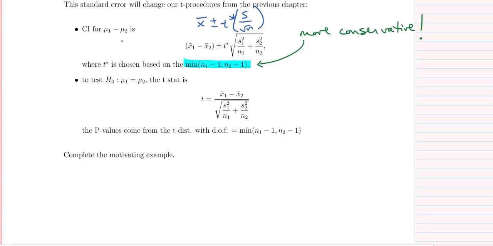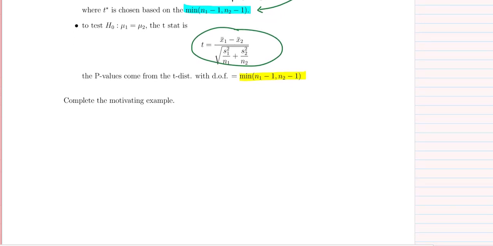All right, and when we're talking about tests of significance, this is our new test of significance, the t-statistic, and again we choose our p-value based off of the minimal degrees of freedom. Okay, so let's go ahead and just complete the motivating example so that this is a fairly comprehensive video. All right, so step 1, state the null hypothesis.